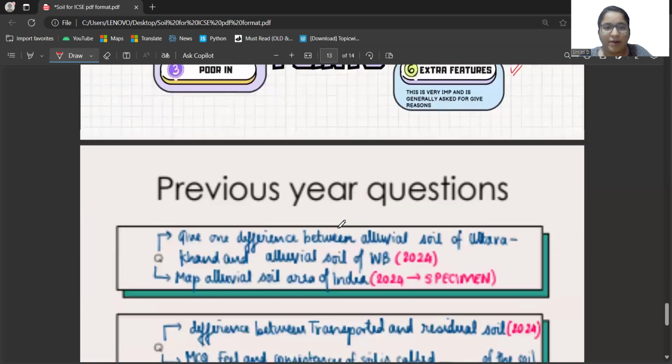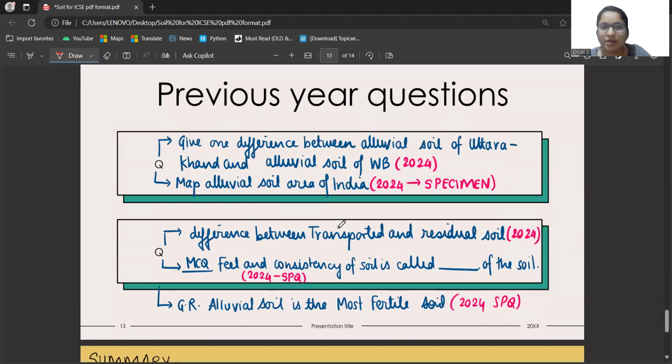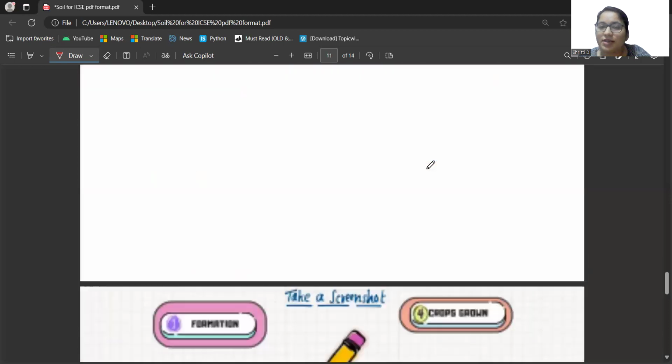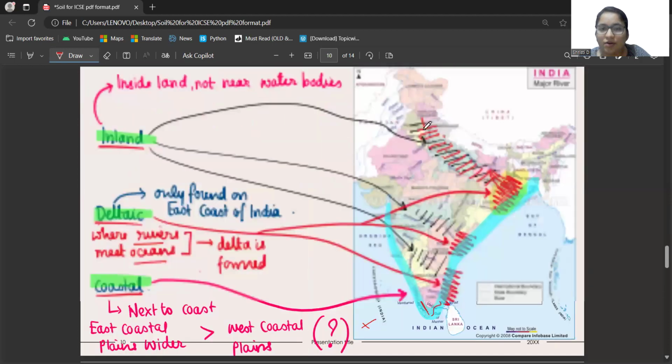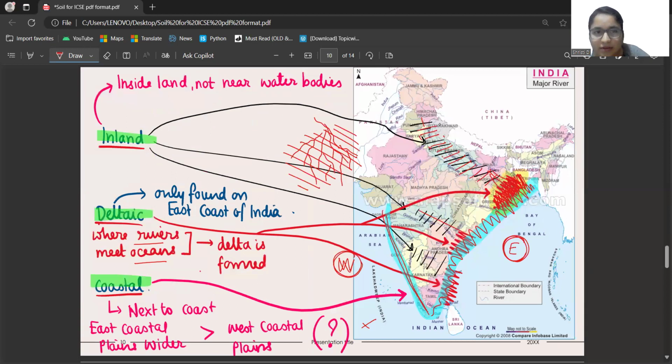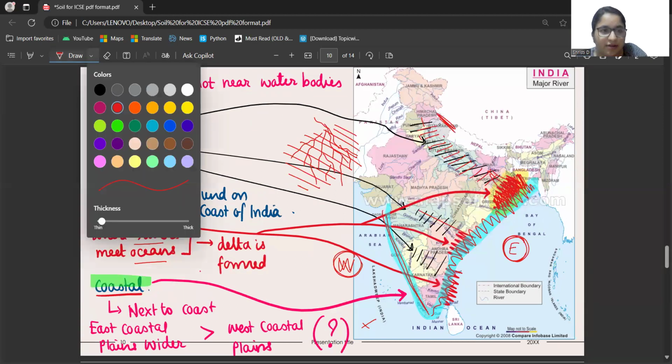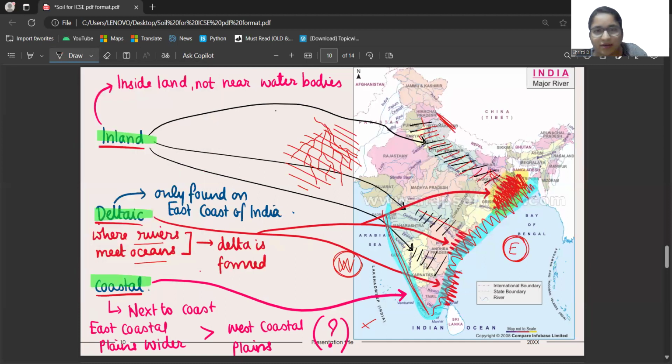Okay. Apart from that, certain previous year questions. Now look over here. Are you able to see this? Give one difference between alluvial soil of Uttarakhand and West Bengal. It's very easy, just look here a bit. Okay. Look, Uttarakhand is here at the top. Are you able to see? This is where Uttarakhand is. Wait a second, I'll show you with a different color. Black. Okay. This is Uttarakhand. Are you able to see?